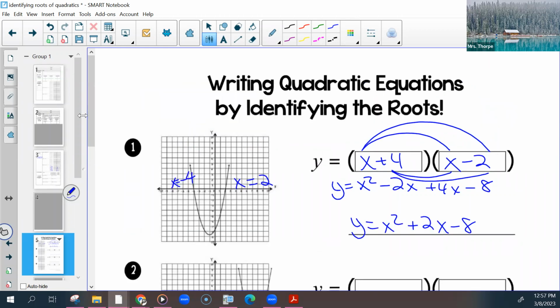To know why we write it backwards, we're gonna take each of those factors and set them equal to 0. Write this somewhere off to the side.